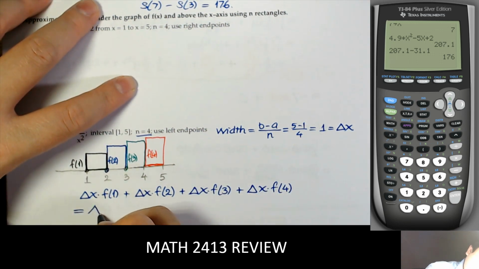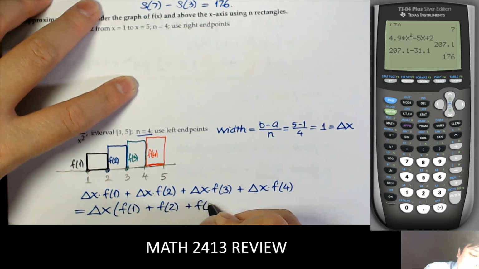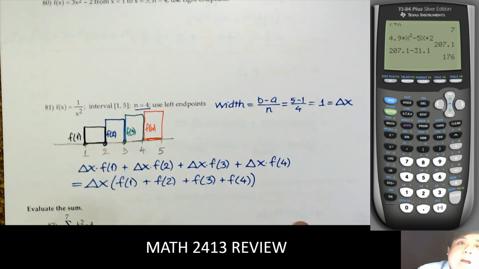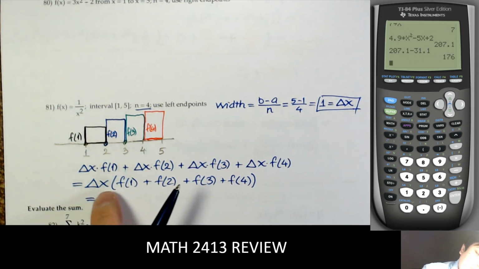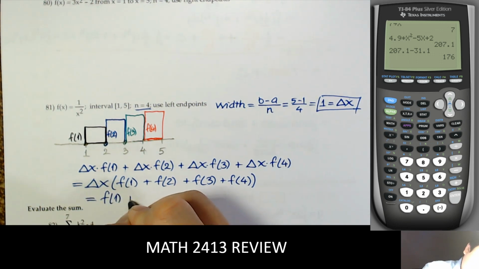Factor out the delta x. We have f of 1 plus f of 2 plus f of 3 plus f of 4. The width here is 1, so we just add all of this up. Since delta x is equal to 1, we just add all the function values.